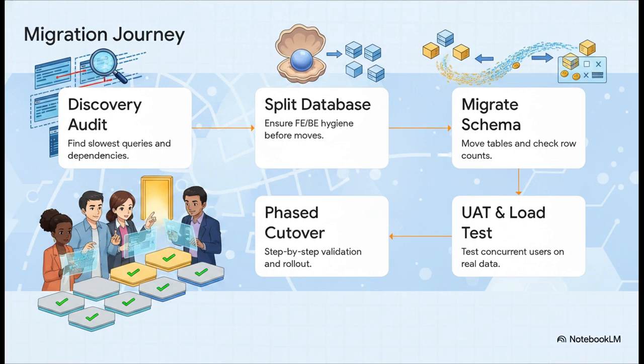First, you do a discovery audit to find your slowest queries and dependencies. Second, you split the database if you haven't done that already. Third is your schema and data migration. That's moving the tables and double-checking row counts so you don't lose a single penny of data. Fourth, UAT, user acceptance testing and load testing. You've got to make sure it actually handles multiple concurrent users smoothly. And finally, a phased cutover, taking it step by step, validating every single turn.